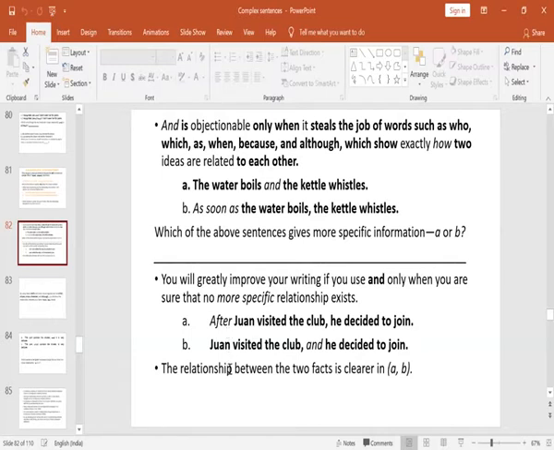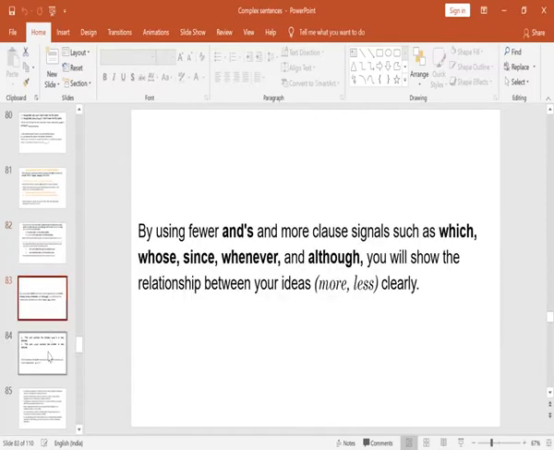Check it out. After Juan visited the club, he decided to join. Juan visited the club and he decided to join. The relationship between the two facts is clearer in A or B? Obviously, A. Fine. We'll see.